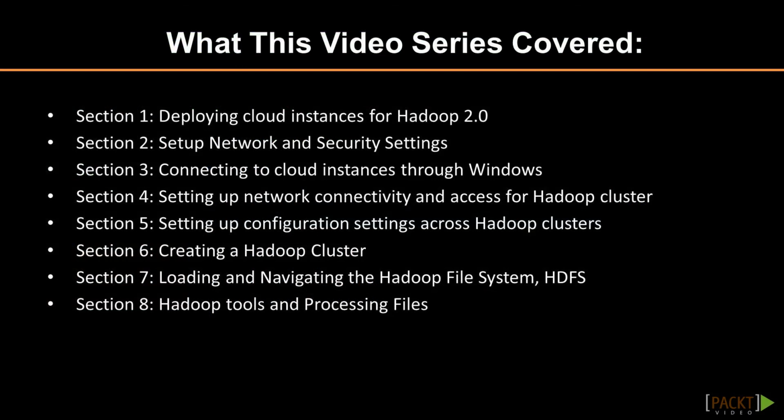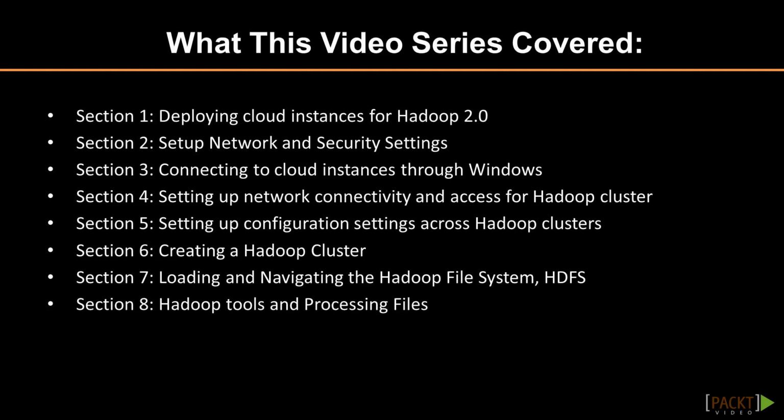Now let's take a moment and cover all of the topics we discussed and gained knowledge on in this video series. In Section 1, we covered a general overview of the topic of deploying Hadoop 2.0 utilizing cloud technologies. The majority of the time was spent learning about Amazon instances and how they work. Section 2 was dedicated to network and security settings, and we showed you how to set up security groups on Amazon, as well as utilizing encryption security technologies with public and private keys.